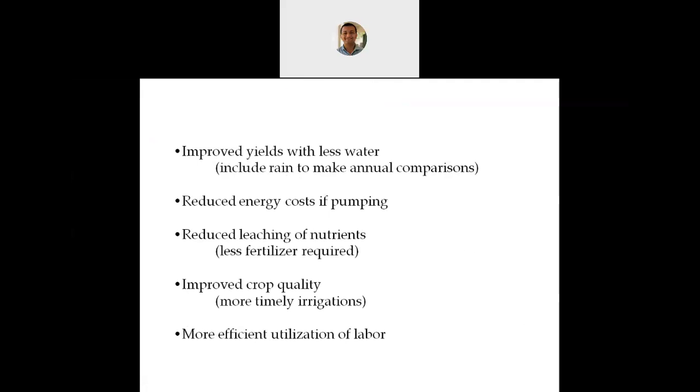Now the main advantages of scheduling of irrigation are that it gives us improved yield with less water and it also helps us in utilizing the rainwater efficiently. Moreover, scheduling of irrigation also gives us reduced energy cost for pumping the water and also saves the labor cost. It reduces the leaching of nutrients from the soil root zone, it improves the soil quality, etc.